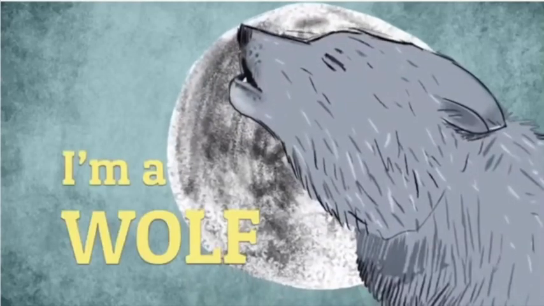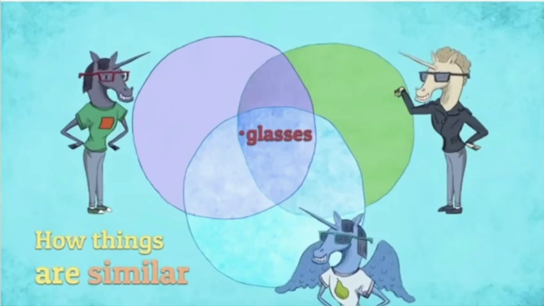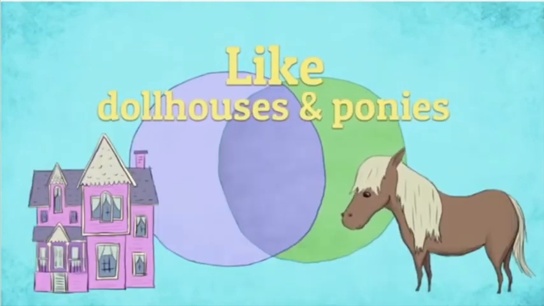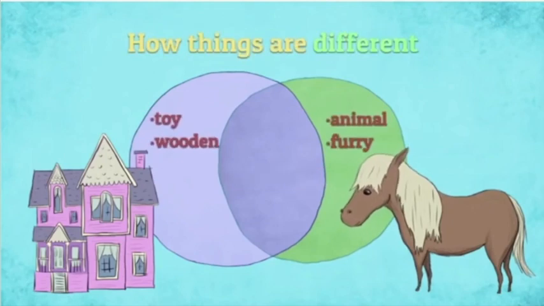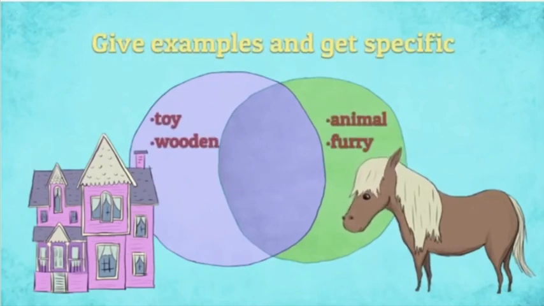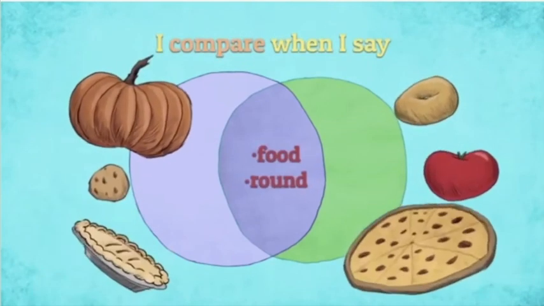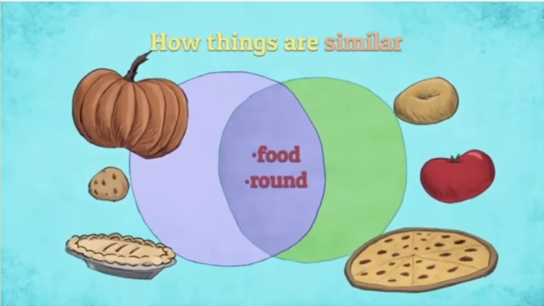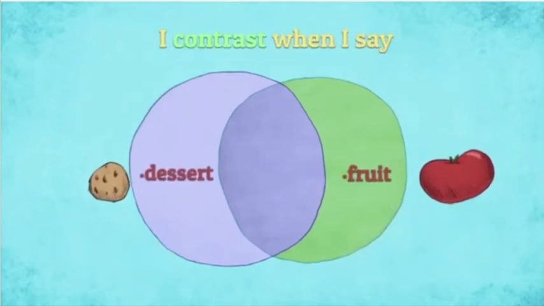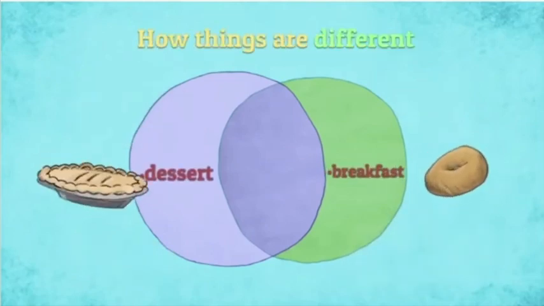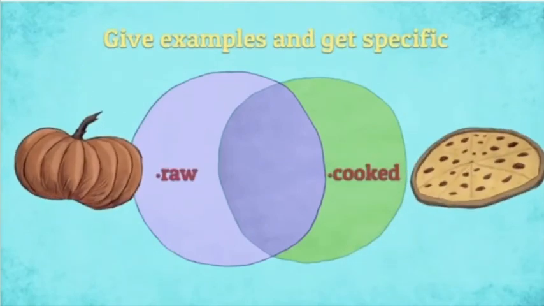I'm a compare when I say how things are similar, like dollhouses and ponies, both miniature. I contrast when I say how things are different, give examples and get specific. You get it? I compare when I say how things are similar or the same. Yeah, I bet that sounds so familiar. I contrast when I say how things are different, give examples and get specific. You get it?